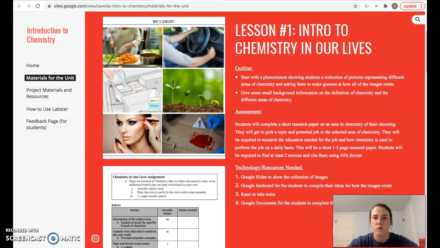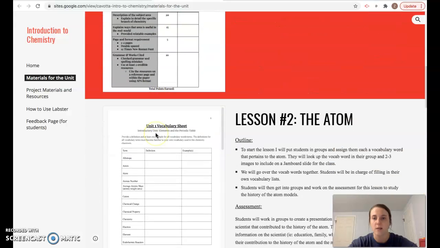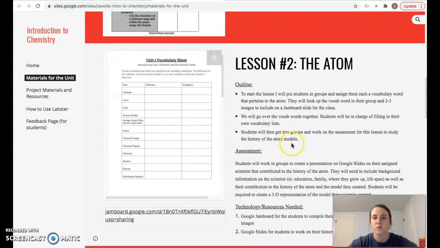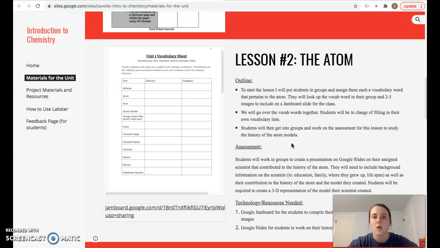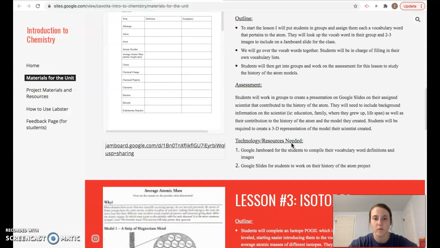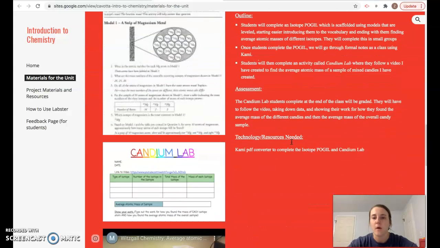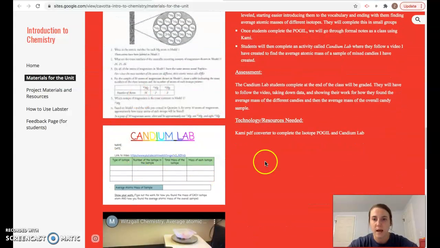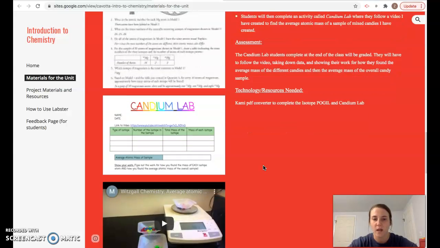thinking about how chemistry is in their own lives that they may not have thought about before or prior to this class. Then we talk about the atom, and I introduce a lot of the vocab that will be used throughout this unit that's going to be really important for them to have a good understanding of moving forward. Lesson 3, we talk about isotopes, and I have them doing a candy lab to give them a real-world example of isotopes using a pack of candy.